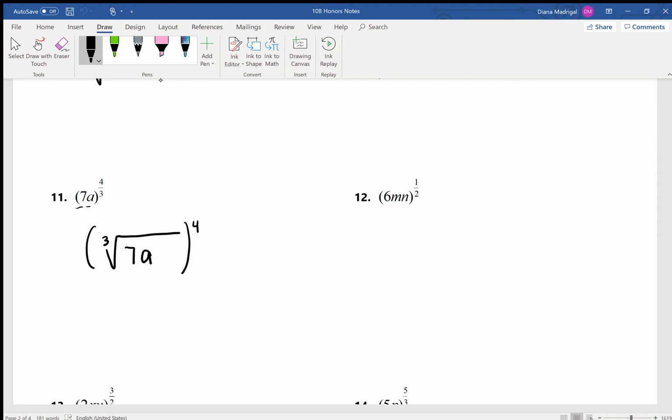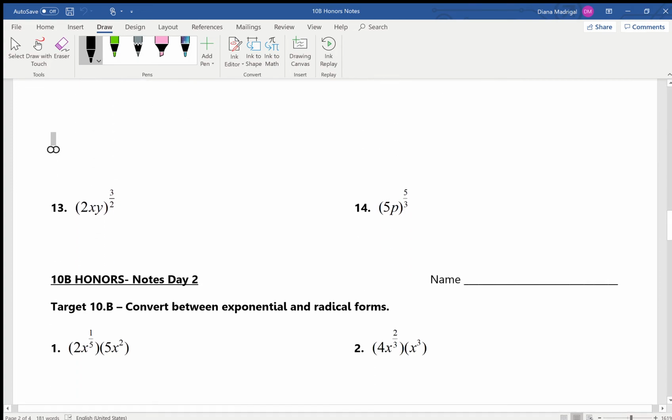Same thing with the next one, the radical. Base stays the same. The 2 goes inside. I don't have to write the 2. And I have a 1 outside, so I don't have to write it. So that's my final answer. Remember, I don't have to write these numbers. Okay? You already know that this is a 2 and this is a 1. All right? So try number 13 and 14.